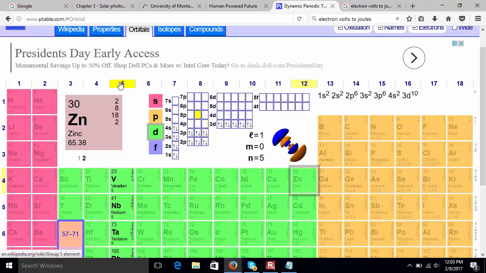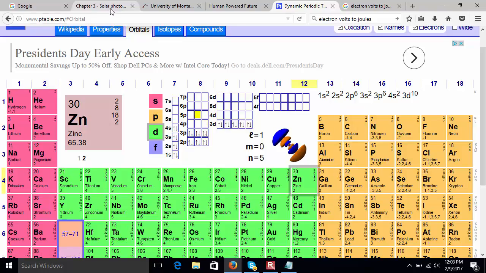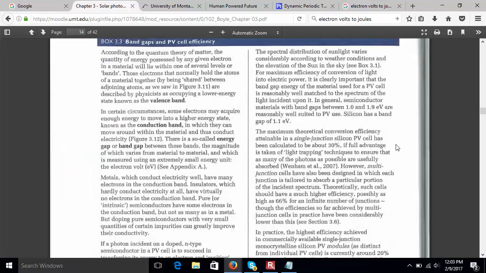So it's a kind of strange number. Is it a volt? Is it a joule? No, it's an electron volt, and it's energy. It's the amount of energy to push that electron up from the valence into the conduction band. And so the photon itself has that much energy. Let's get to the chapter, and I'll show what I mean by that.